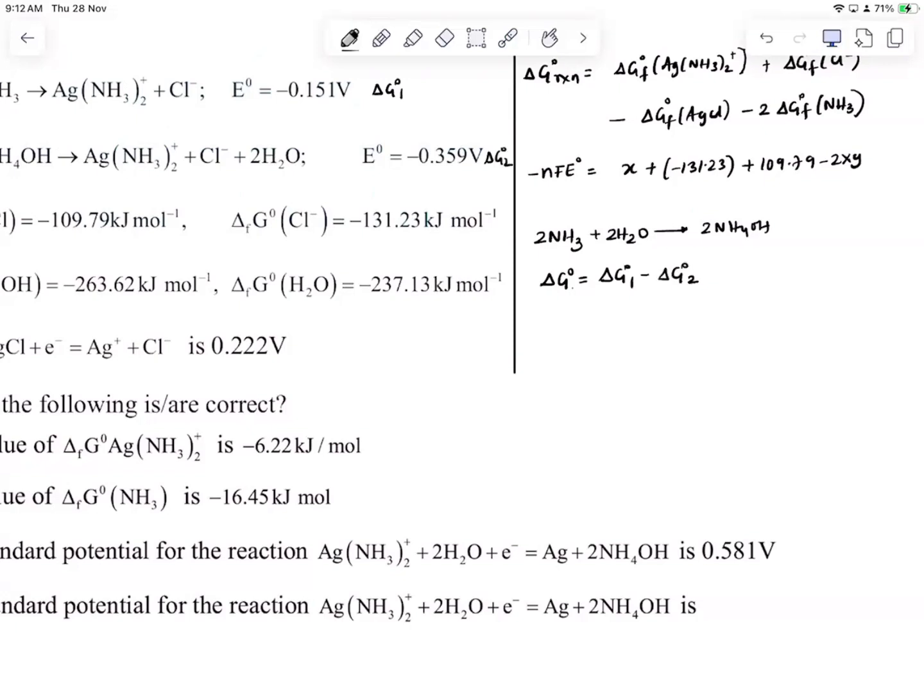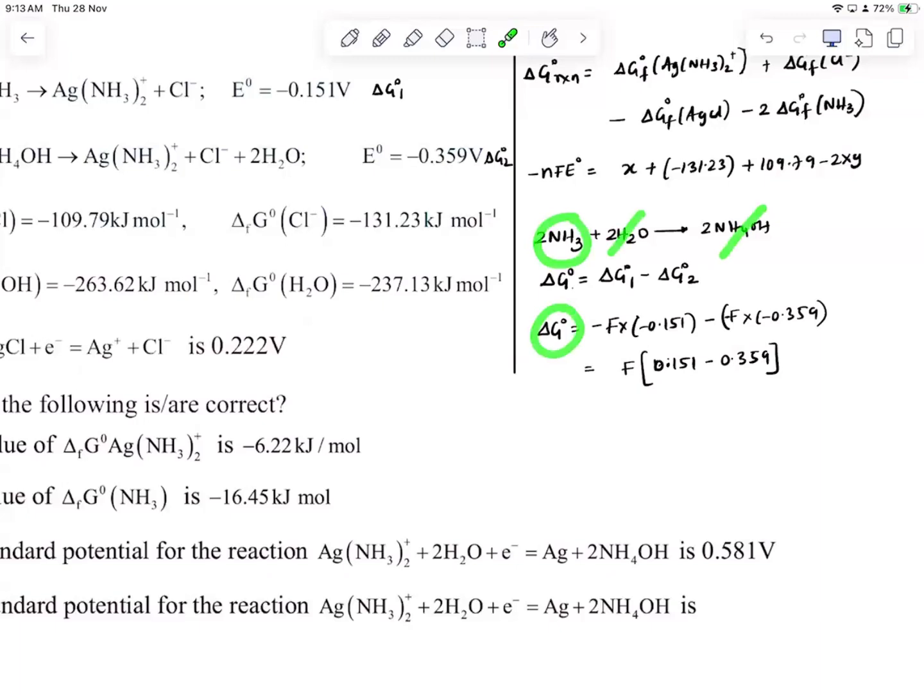Okay. So number of moles are constant here. N value is constant here. So for this particular equation, we can write delta G naught value is equal to minus F into minus of minus 0.151, minus of F into minus 0.359. Okay. So F will come common here. So minus minus will become plus, minus minus will become plus here. So 0.151 minus 0.359. So this will be the value of delta H of the reaction. And if I know delta H of the reaction, I know this value, I know this value. Now I can find out what is the value of ammonia.